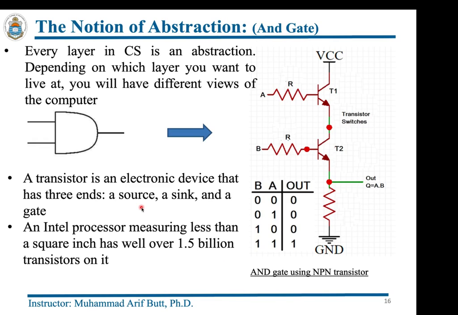Dear students, every layer in computer science is an abstraction. And depending on which layer you want to live at, you will have different views of the computer. The lowest layer at which we will move in this course is the layer of logic gates. So we will not be interested in how an AND gate is implemented using an NPN or PNP transistor. We will just be interested in the logic gates and, of course, their behavior using the truth table.